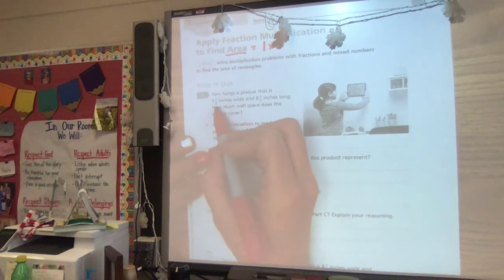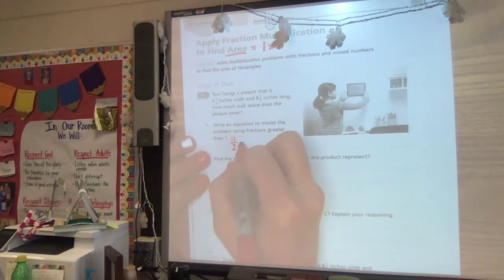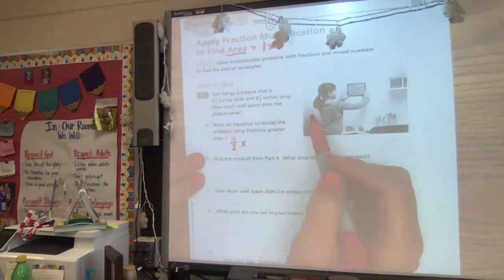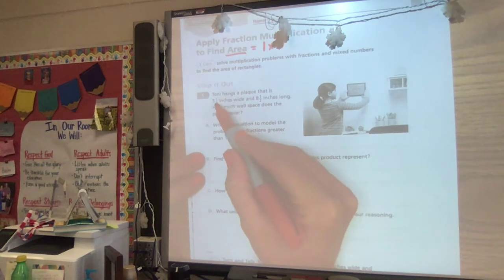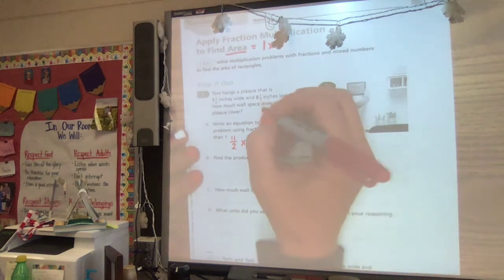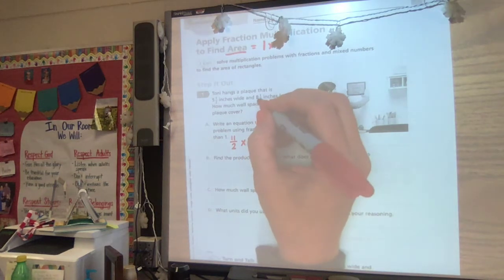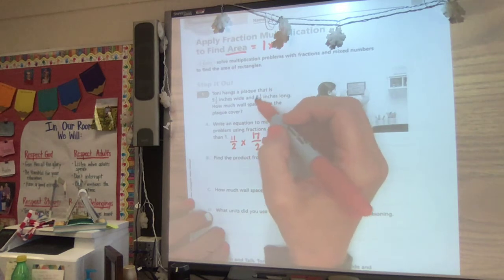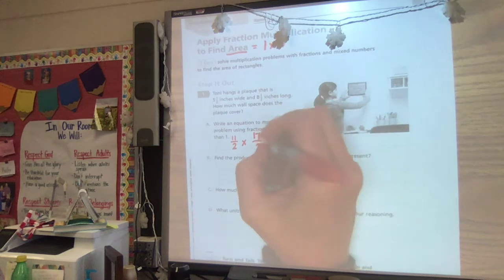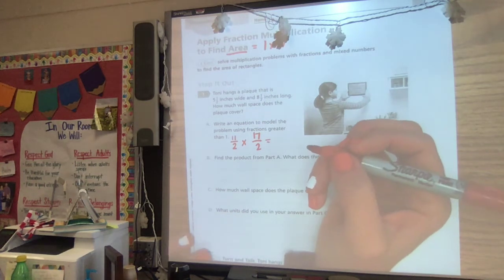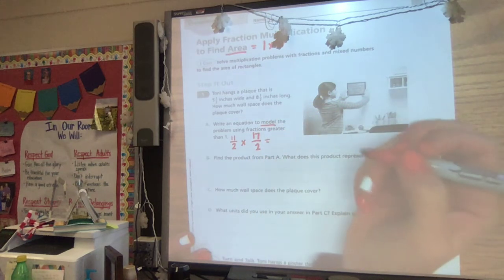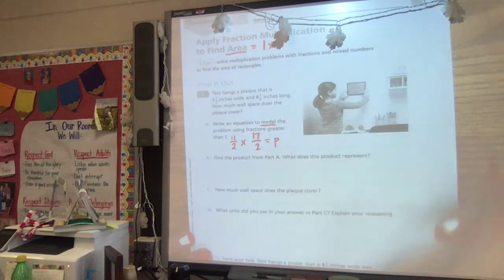So 5.5, 2 times 5 is 10, plus 1 is 11 halves. Think about how many halves. 2 halves make a whole. We have 5 wholes, so that'd be 10. Then we have our 1 extra, so that's 11 halves. 8.5, 2 times 8 is 16, plus 1 is 17 halves. There'd be 16 halves in those 8 wholes, and we have 1 extra. And so we're just modeling the problem, so we can say that equals the P, the size of the plaque.